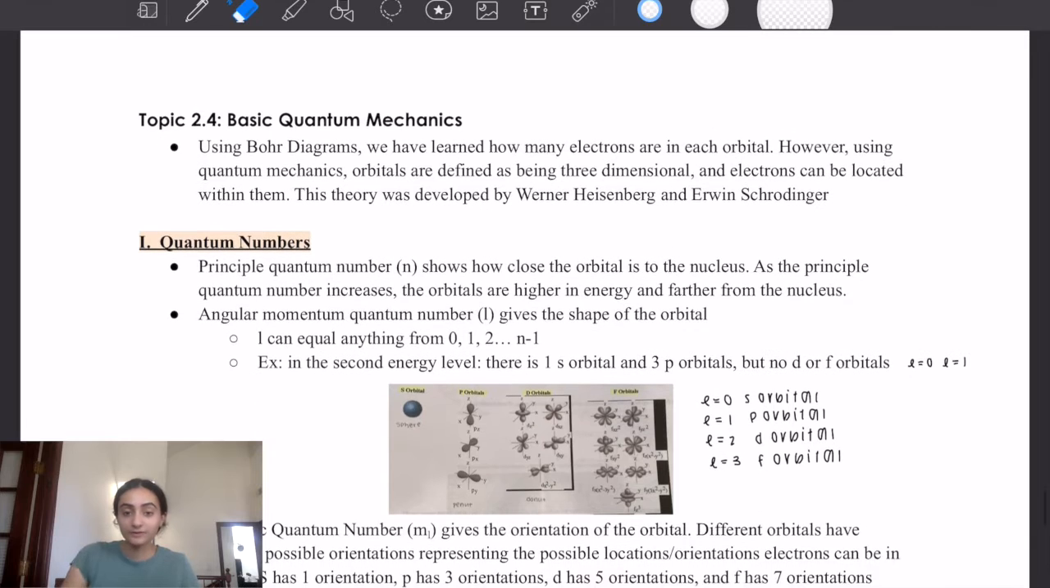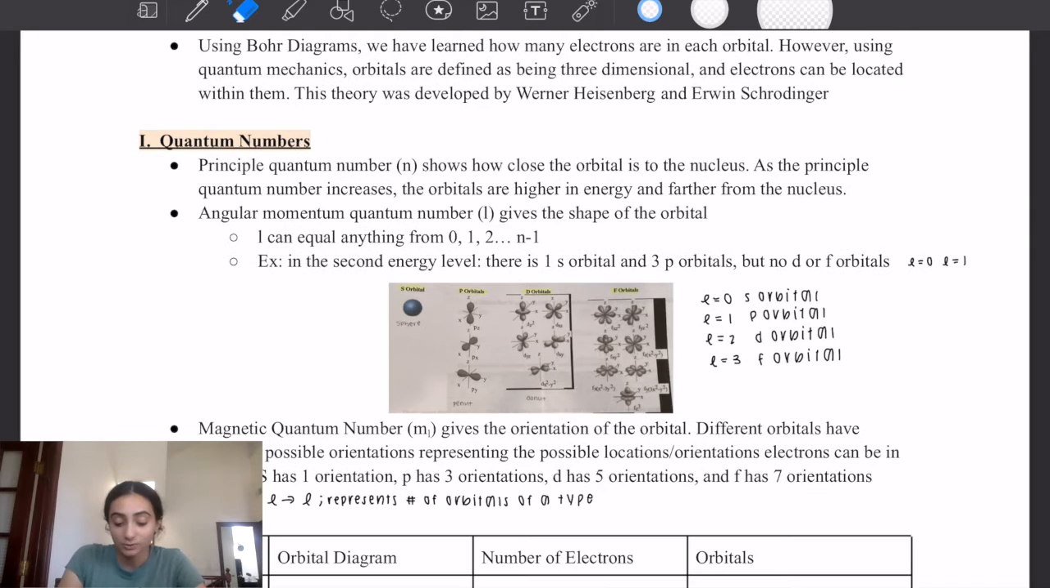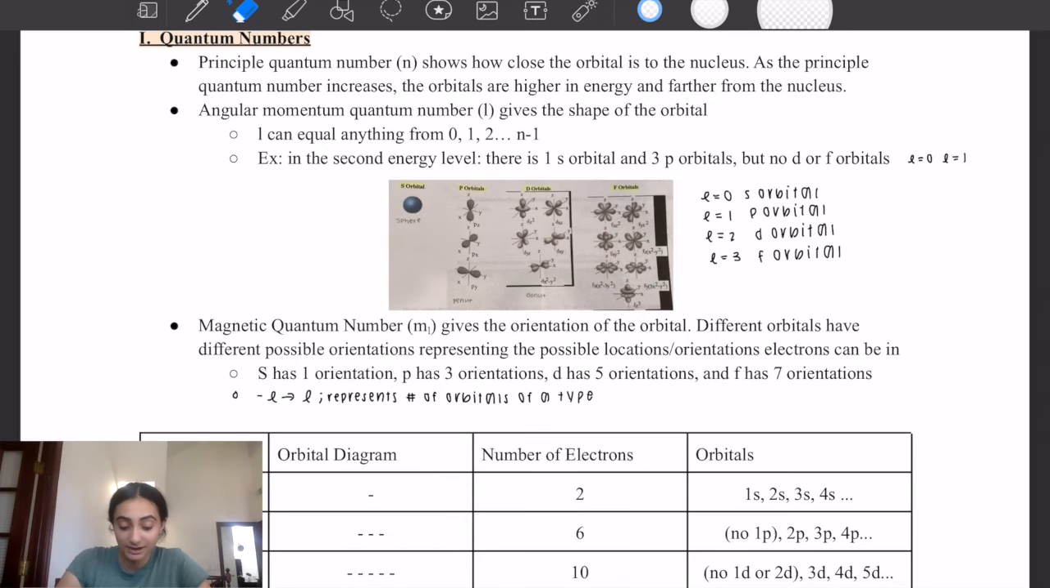Okay, so in a previous video, we talked about how Bohr diagrams illustrate where electrons are outside of the nucleus. They can be in an infinite number of orbitals, but they always start by filling the first orbital. So quantum mechanics basically represents the 3D probability of where electrons can be located. And each element has four different quantum numbers.